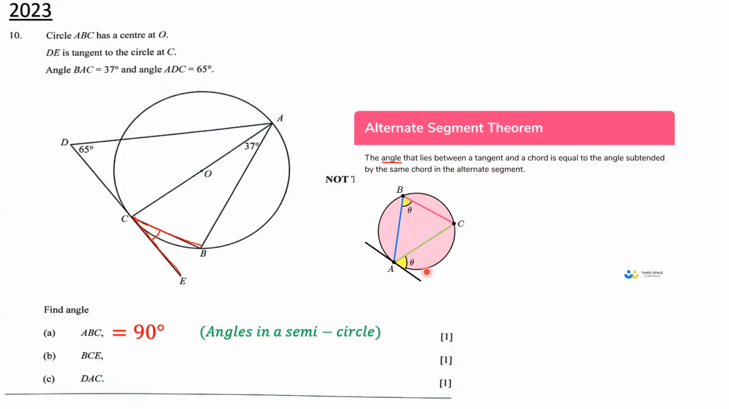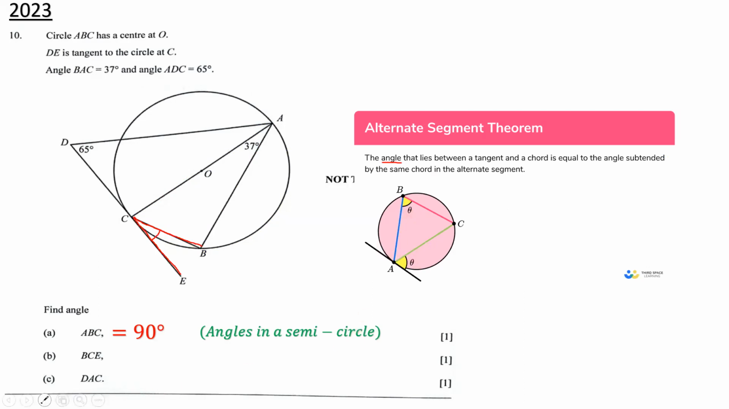And so here, this black line right here is what we call the tangent line because it touches the circle at one point, right? And we have this green line, which we call the chord. The angle formed between the tangent line, the black one, and the chord, we call it theta, all right? And it says the angle that lies between the tangent and the chord is equal to the angle subtended by the same chord. So it's going to be equal to this particular angle right here. So that means that this one and this one are equal.